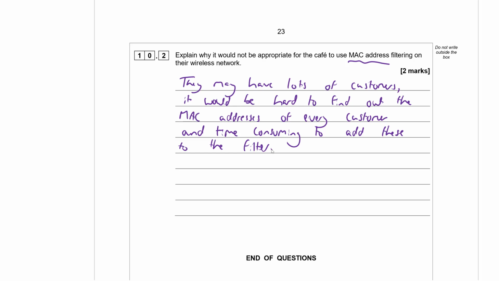Now, MAC address filtering is generally not the most effective security measure because of things like forgery. But if it was going to be used, it would be used in a very limited network. If you knew you were only going to have 5 devices connected, that's feasible to whitelist 5 devices. But for lots of public places, it just becomes too much of a faff. To have to find out every MAC address and add it to the filter doesn't really make much sense.